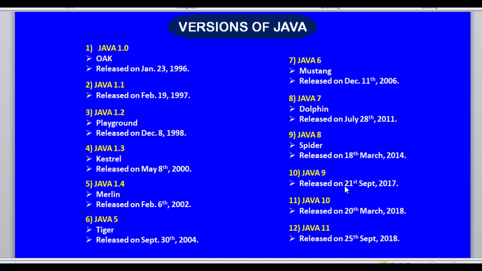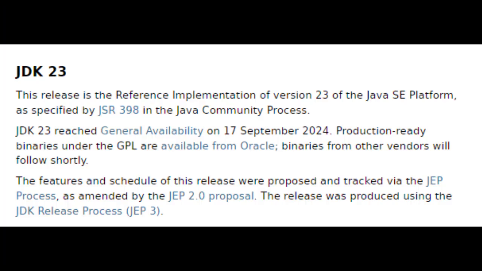Next, Java 9 was released on 21st September 2017. Next, Java 10 was released on 20 March 2018, and it goes on like that. And in this year 2024, the latest version as of now is Java 23, and it was released on 17 September 2024.